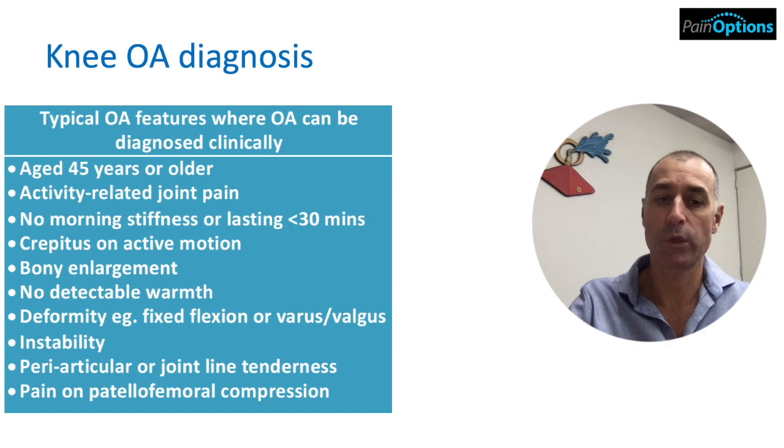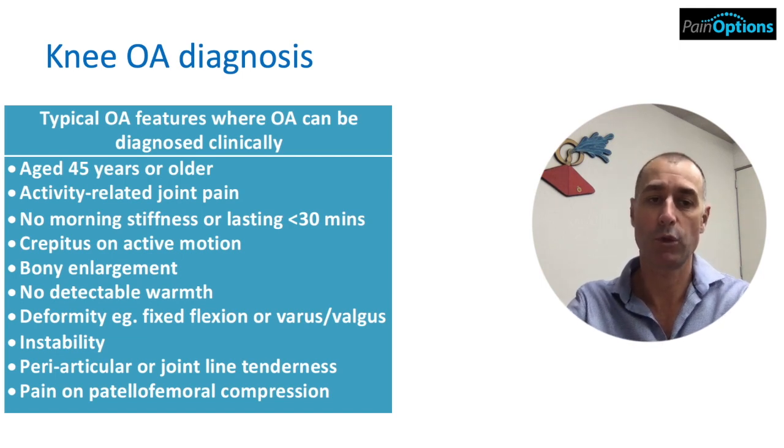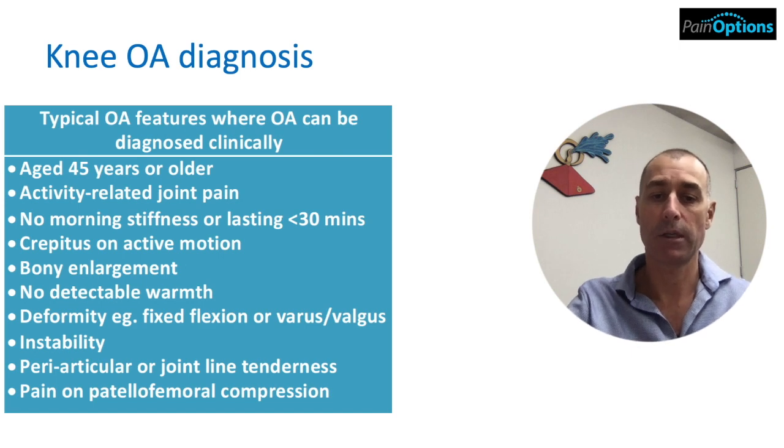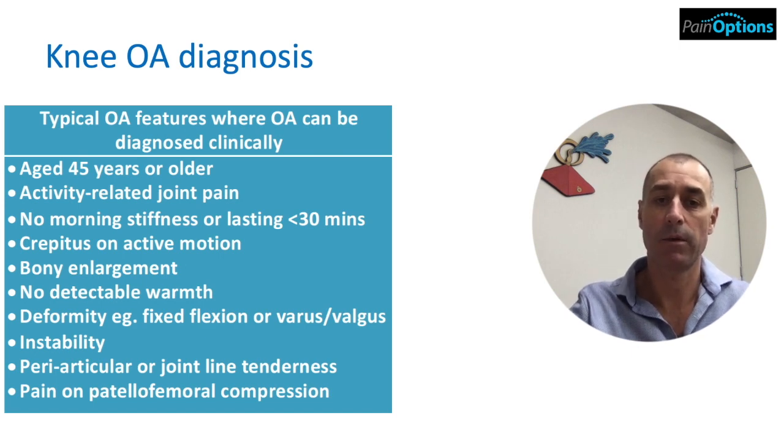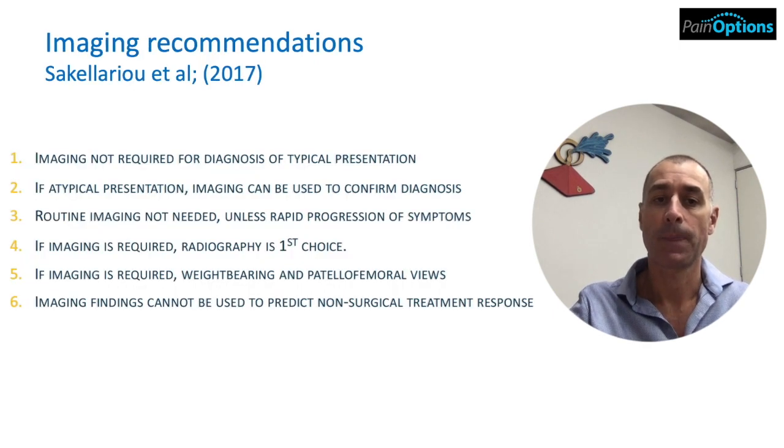When we palpate the joint, it might be tender of the knee joint, and also with the patellofemoral joint as well. So those areas of tenderness aligned with those other pieces of information, you can make quite an accurate diagnosis of knee OA. So in terms of imaging guidelines, it's not required for that typical presentation. If it's atypical, that may be necessary.